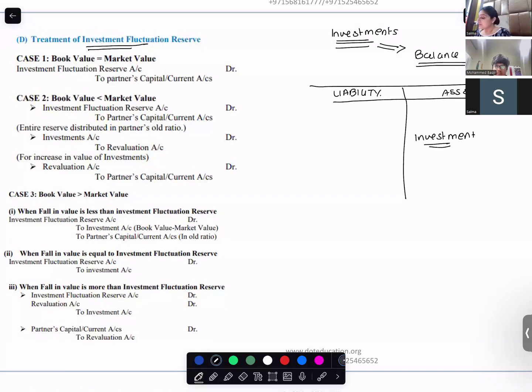Now these investments appear in the books of accounts at the market value. The market value can increase and the market value can decrease also. It depends upon the market. So to adjust the increase, if it is increasing, you will have a profit.